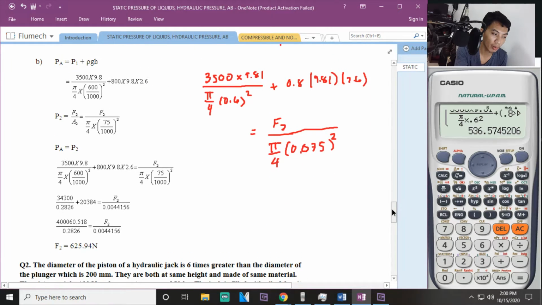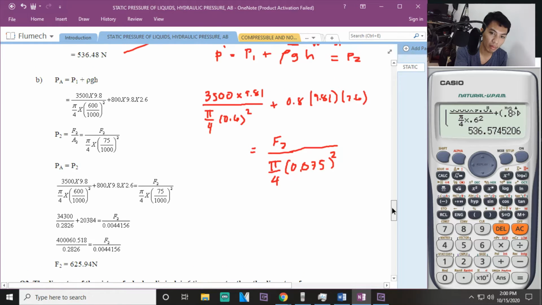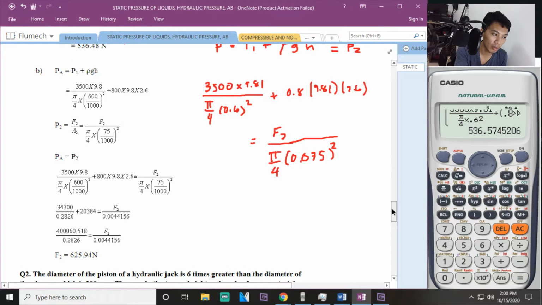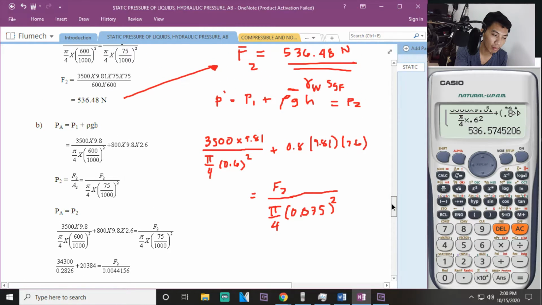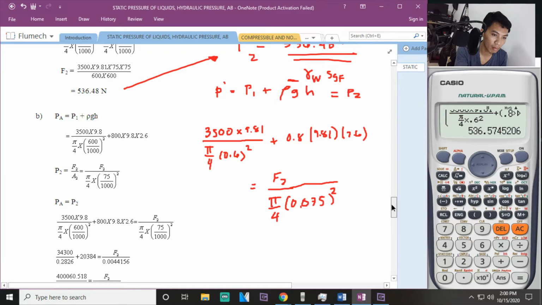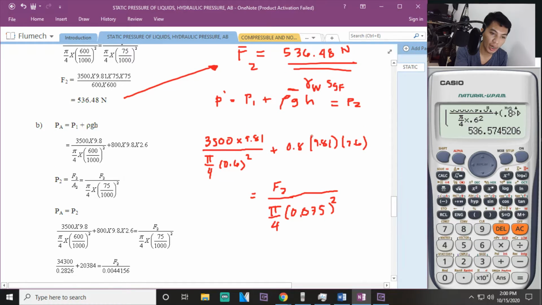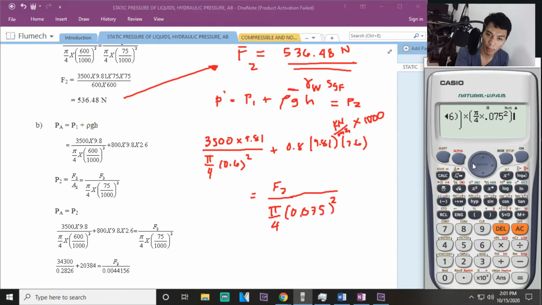Oh, bakit nangyari yun? Naka-kilonewton pala to. Kilonewton per meter cube to. Naka-newton lang minultiply. Kilonewton per meter cube. Multiply pa natin 1,000. Kaya pala kulang.